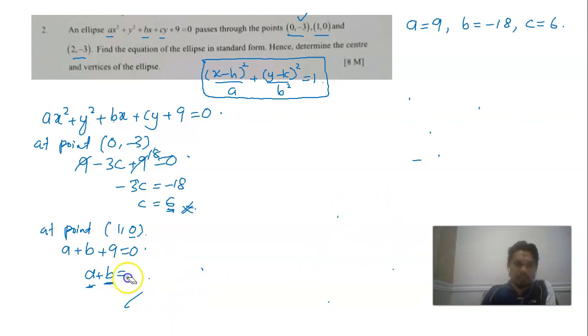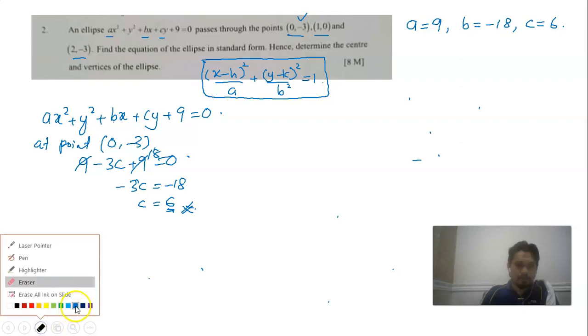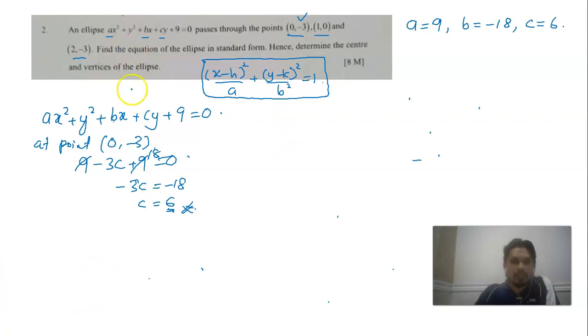Okay, never mind. I clear all this too. Okay, now a equal to 9, 9x squared plus y squared. b equal to negative 18. So b is negative 18, so then negative 18x plus c equal to 6, 6y plus 9 equal to 0.